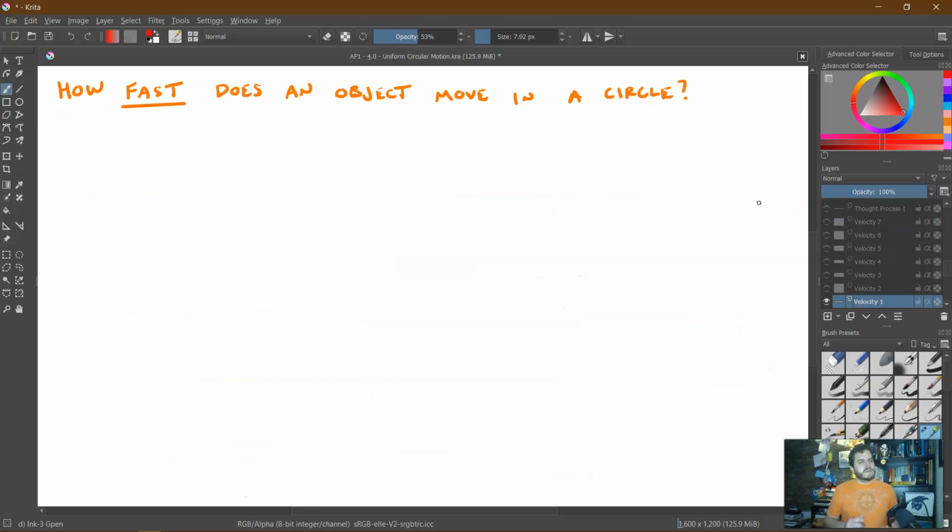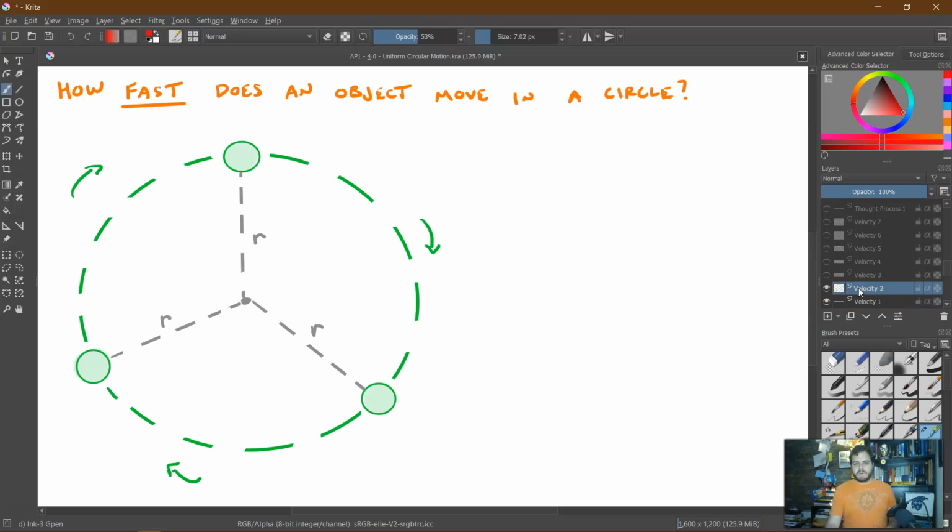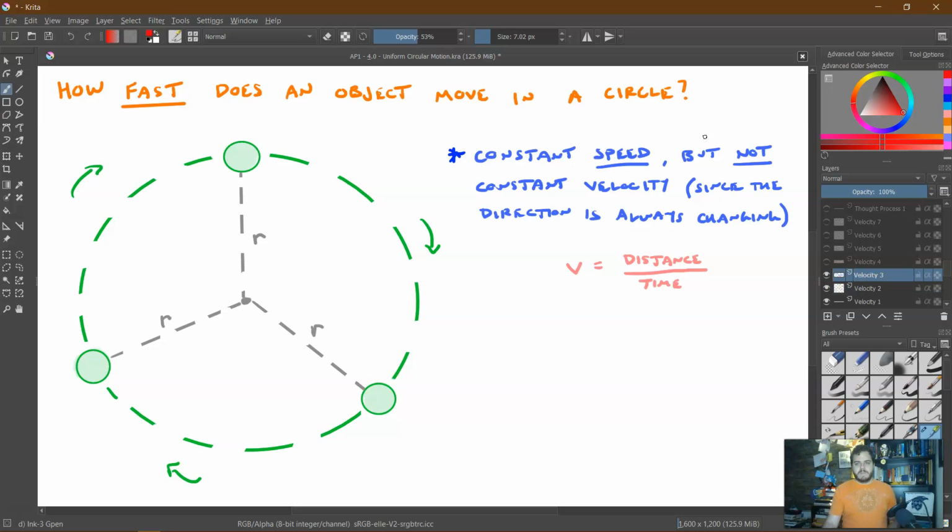So now let's really focus on some things we might want to know about an object moving in a circle. Like, first off, how fast does an object move in a circle? How can we determine that number? So let's go ahead and draw a circle here, and let's say that this object is moving around the circle, and this circle's radius is lowercase r, which we're going to use pretty frequently, and it's moving in a clockwise pattern. And we know it's going to be a constant speed because it's uniform circular motion, but it's not technically constant velocity because the direction is always changing.